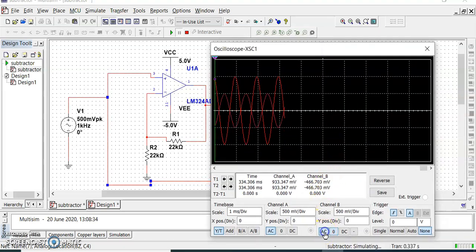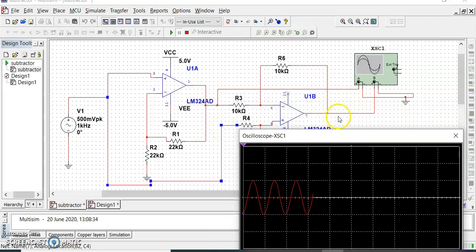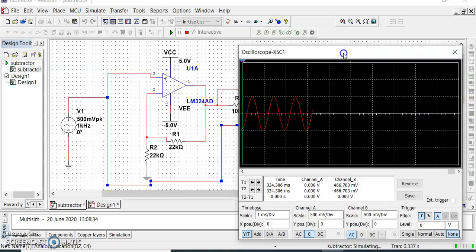So let me show it. I'm disabling channel 1 and this is the channel 2 output. So the channel 2 output fits within two divisions, 1, 2, and 2 into 500 is 1000 millivolts, equal to 1 volt. So V1 is equal to 2 volts and V2 is equal to 1 volt. Then the subtraction V1 minus V2, 2 minus 1, gives 1 volt as the output voltage. So this is all about the subtractor circuit.